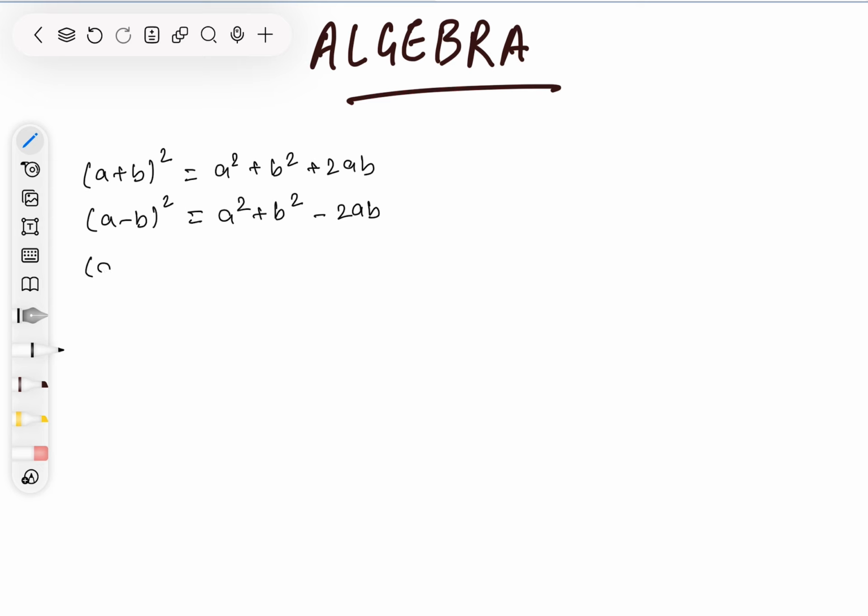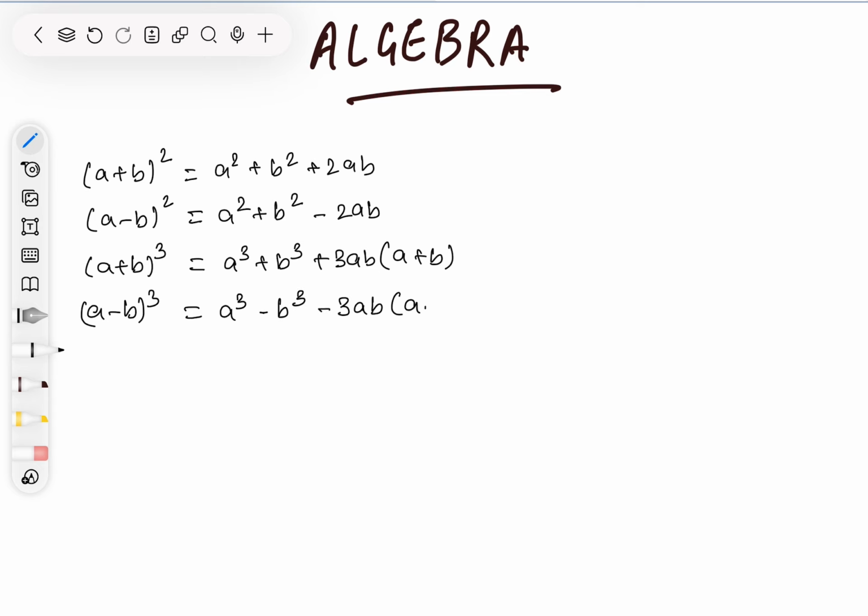Similarly, you have formulas for cube as well. So if I have a plus b whole cube, then it is a cube plus b cube plus 3ab times a plus b. If I have a minus b whole cube, then it is a cube plus b cube. Sorry, it will be minus b cube minus 3ab times a minus b. These are some basic formulas that you should know.